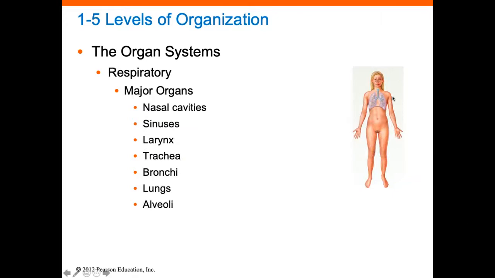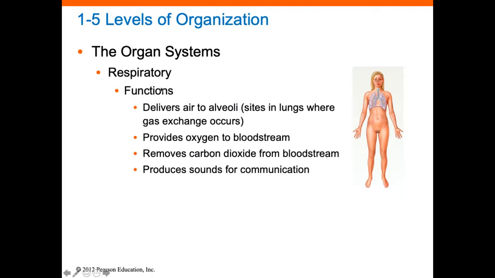The respiratory system can be divided into an upper respiratory tract and a lower respiratory tract. So we have the nasal cavities, your sinuses, the larynx, trachea, bronchi, lungs, and alveoli. And the main function of the respiratory tract is really to deliver air into the alveoli and provide oxygen to the bloodstream, and then remove the waste product, which is carbon dioxide, and get it out of the body. We want to take in oxygen and give off CO2.